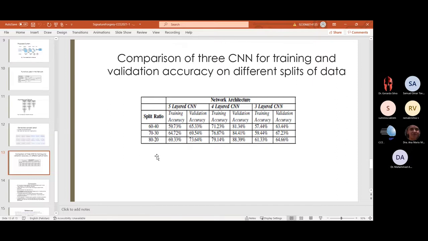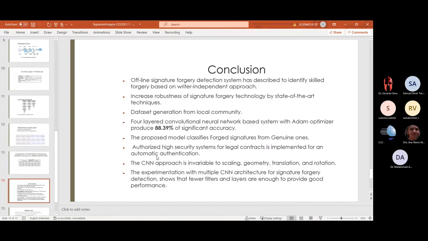Similarly, if we increase the split ratio to 70-30 and 80-20, the 5-layer training accuracy was 69 point something and the validation accuracy 73, whereas the 4-layer accuracy is the maximum compared to the 5-layer and the 3-layer CNN. In the case of the three-layer CNN, we have accuracies of 61.33 and 64.68. So we get good results with the four-layer CNN in both training and validation accuracy: training is 71, 76, and 79, and validation is 81, 84, and 88.